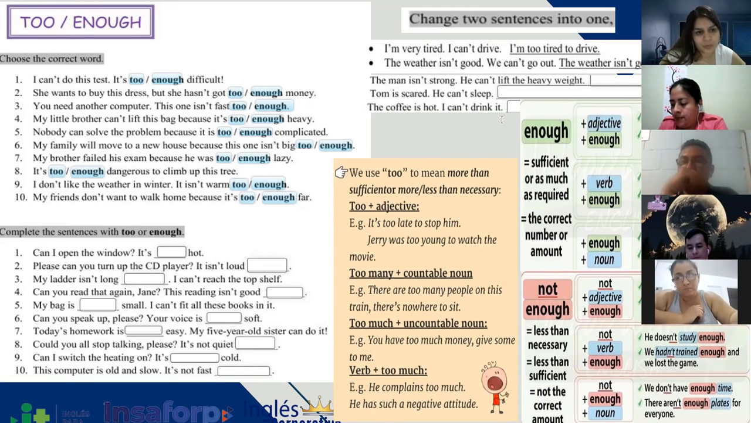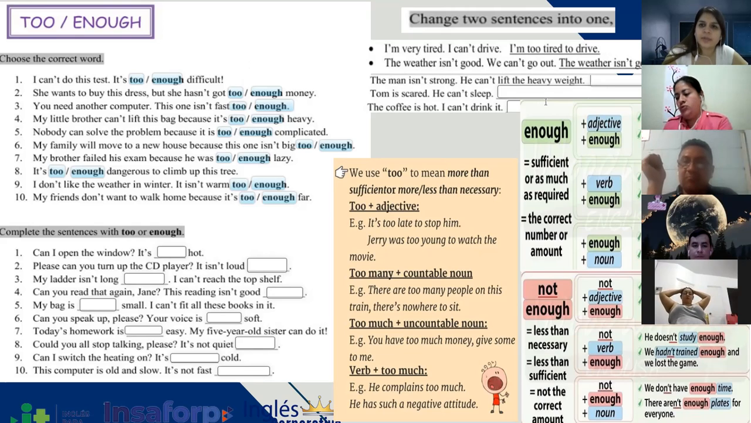Very good. Now, that was a little easy, right? That was just to get your mind stimulated into the differences between enough and too, and how we use them in different ways with the adjectives.